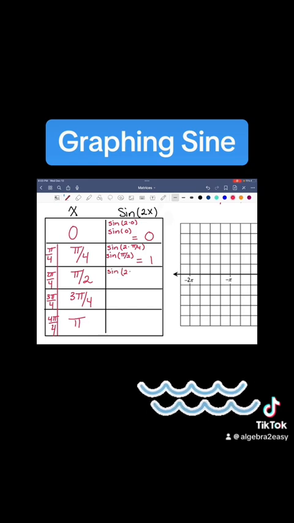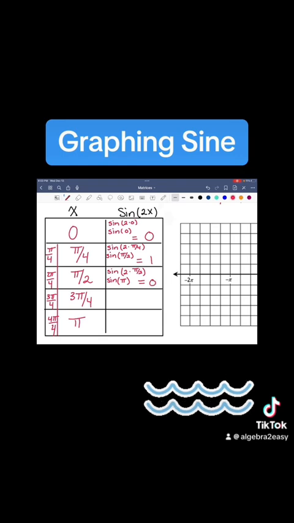Let's keep going. Sine of 2 times pi over 2. Well, that is going to give me sine of pi. And sine of pi is 0. Next, sine of 2 times 3 pi over 4. That can simplify to sine of 3 pi over 2, which is -1. And then last but not least, we have sine of 2 times pi. That's an easy one. That just gives me 2 pi. And sine of 2 pi is 0.